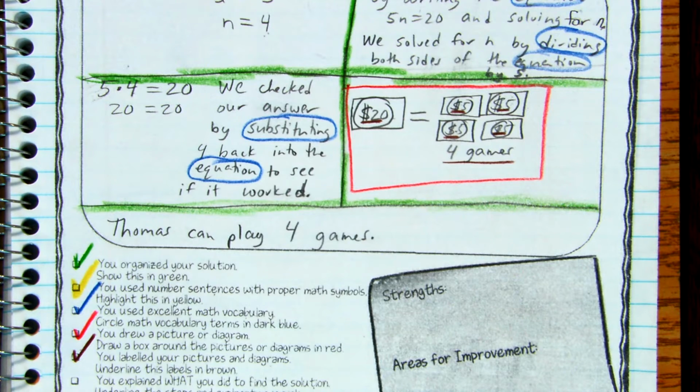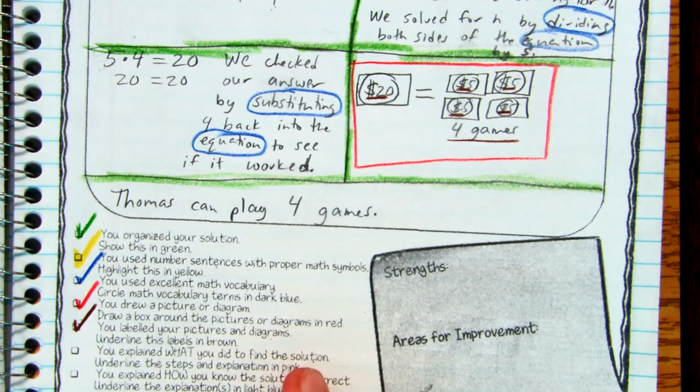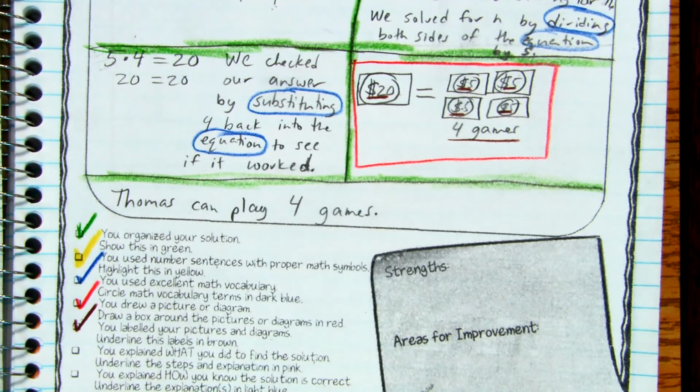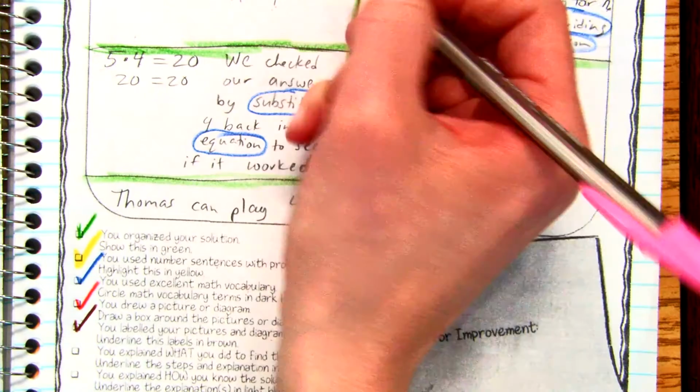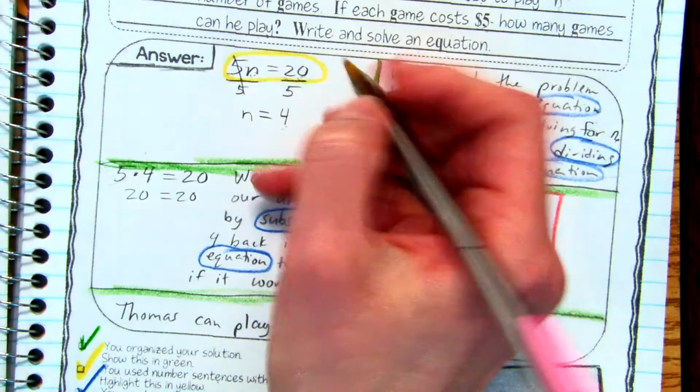Then the next part says you explained what you did to find the solution. Underline the steps and explanation in pink. So some of our colored pencils don't have pink. You can use a pink highlighter. You could use a red colored pencil really lightly. So our steps are up here in pink.